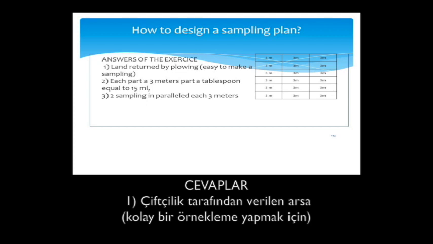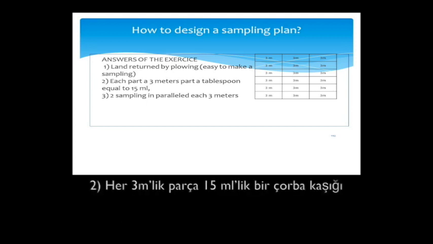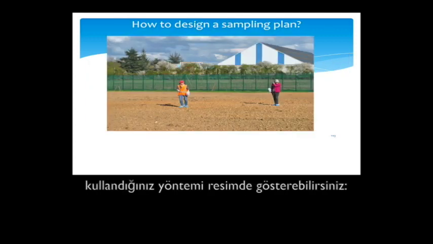The land was cleared beforehand, so it's easier to make a sampling. Each part is a 3-meter part, with a tablespoon of 15 millimeter. Two samplings are made in 2 bars in each 3 meters. You can see the picture of the method used.